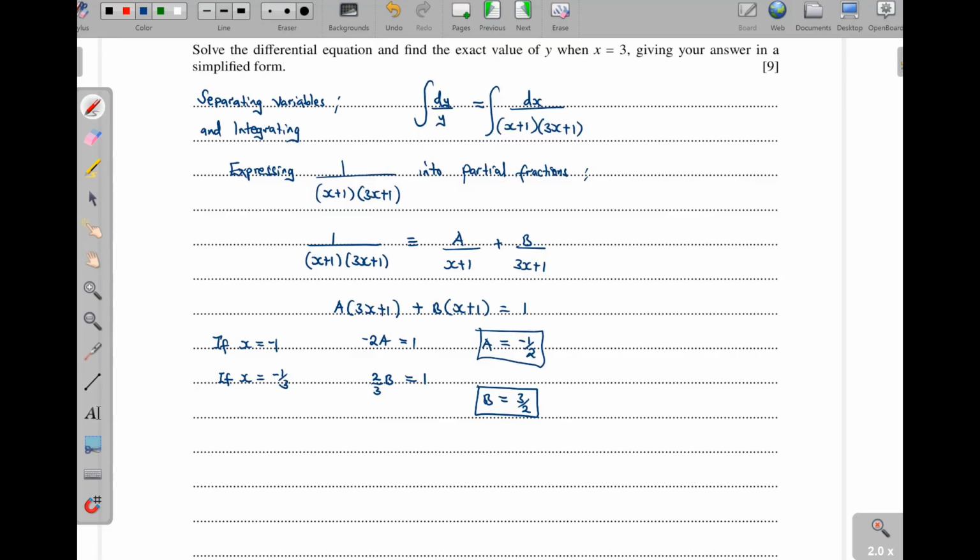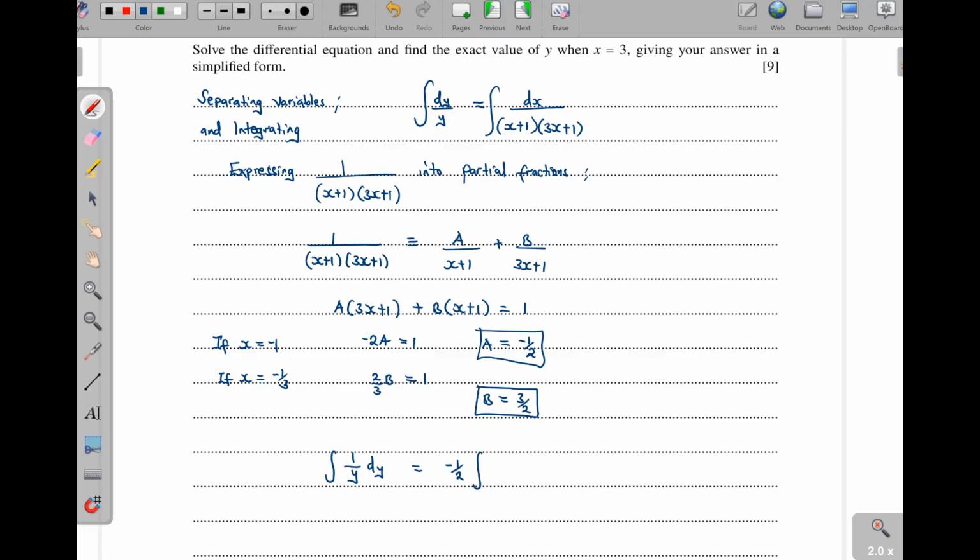Now we can proceed with our integration. So we are going to have the integration of 1 over y with respect to y. This one will be equal to the integral of, my a, I'm going to put it as -1/2. Since it's a constant, I'm just going to put it outside like this.